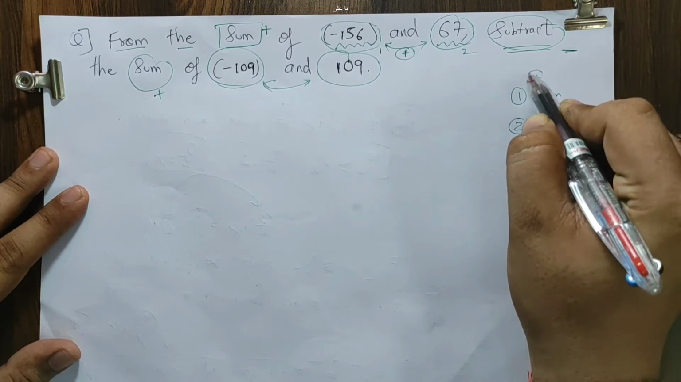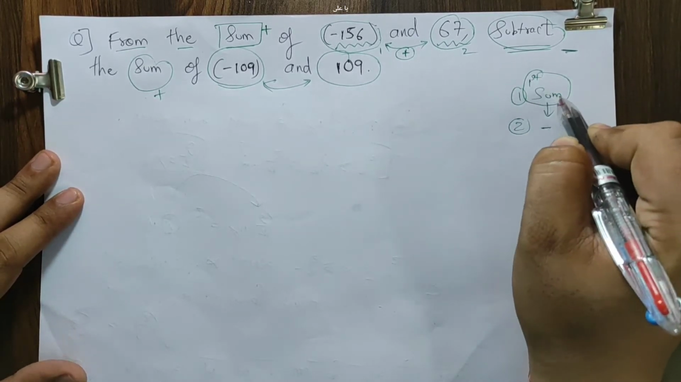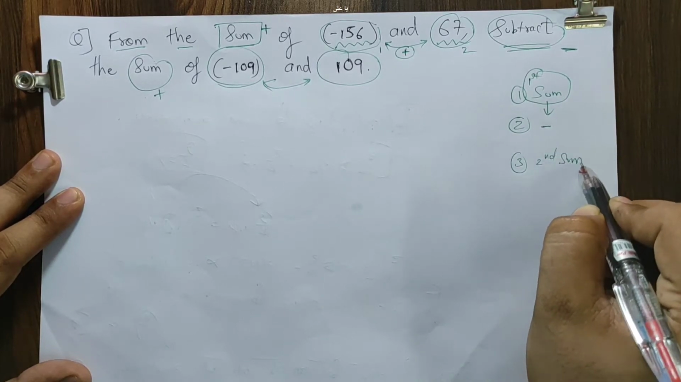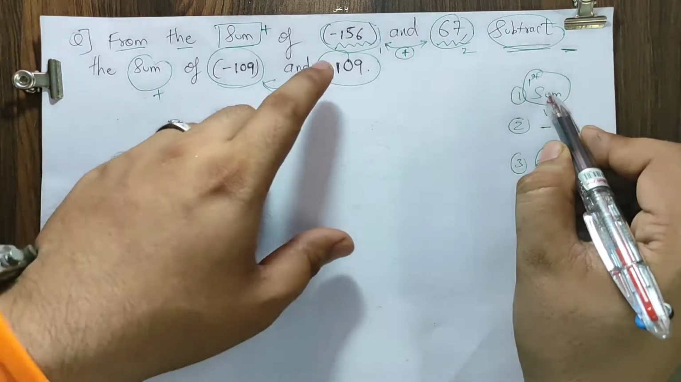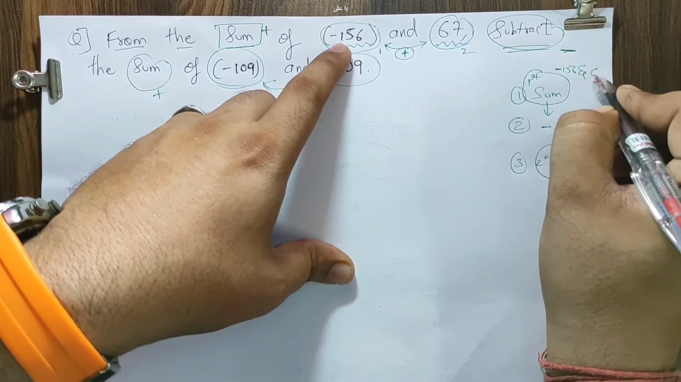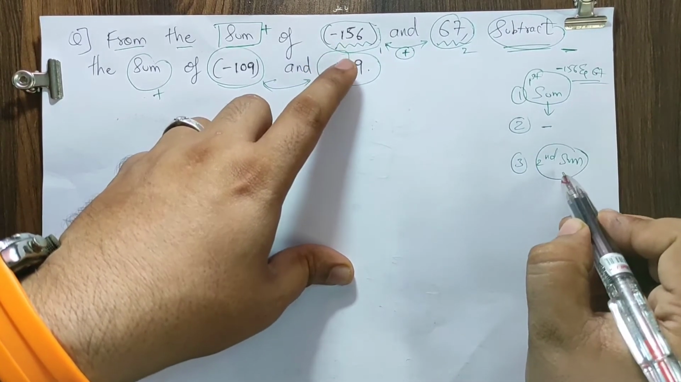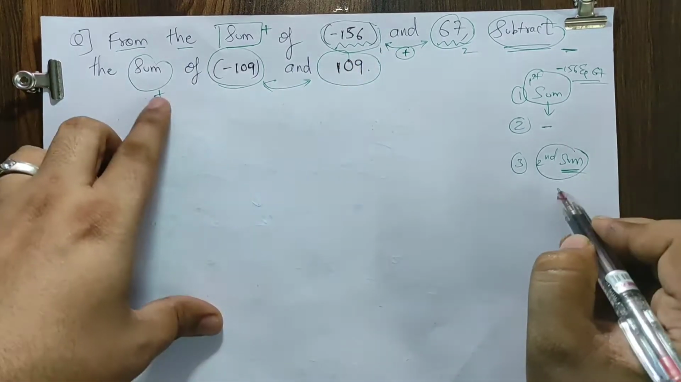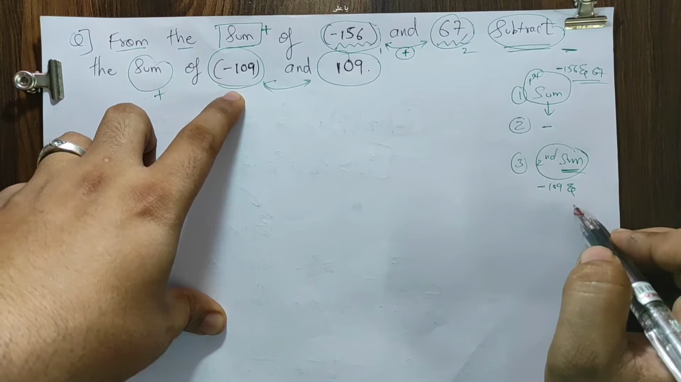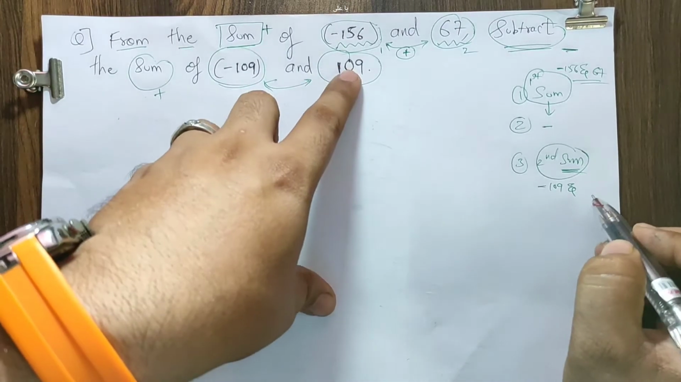So first sum means addition of two numbers, and second sum. In the first sum, I need to add minus 156 and 67. In the second sum, I need to add minus 109 and 109.